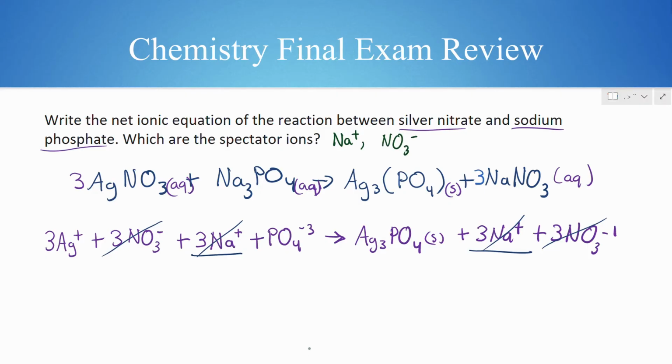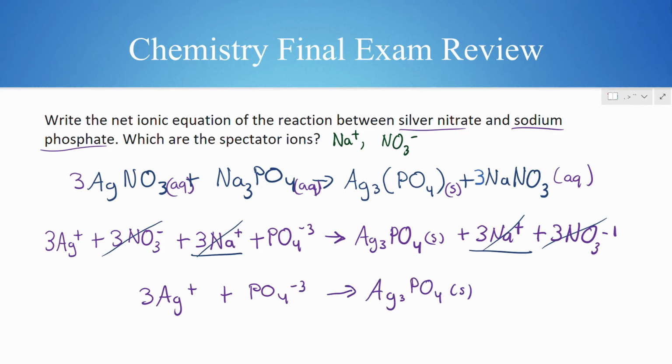Now the net ionic equation is simply written without the spectator ion, so it's just whatever we have left. What we did not cross out is the 3 silvers, each with a +1 charge, added to a phosphate ion to yield silver phosphate.